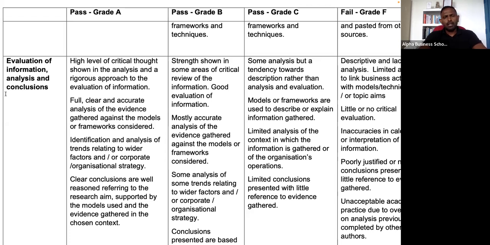If you analyze that way, the examiner will believe that you have good critical thought and you will get full marks. Full, clear, and accurate analysis of the evidence gathered against the models or frameworks considered. I told you: identification and analysis of trends relating to wider factors of corporate organizational strategy. Clear conclusions are well reasoned, referring to the research aim, supported by the models used and the evidence gathered in the chosen context. So, in a nutshell, guys, if you are showing 3-year performance, don't put a graph and then in the next paragraph just explain that it went up by X% and came down by Y%. You're not going to get marks for that. Rather, explain why it went up. What factors made it go up or come down? You have to explain that.